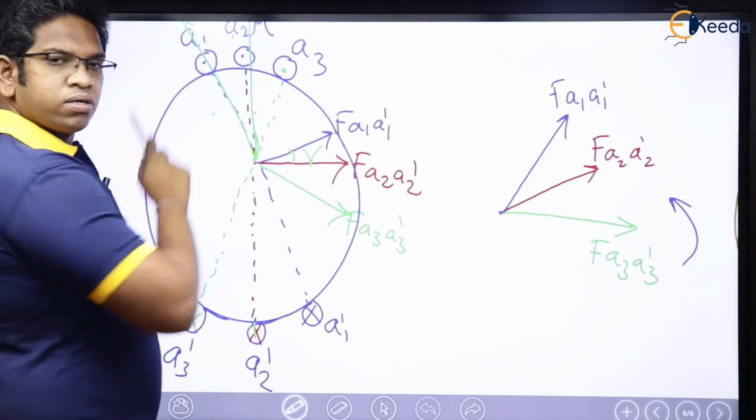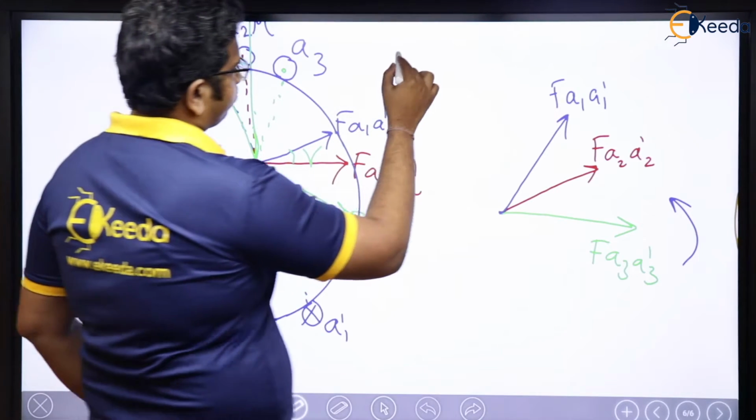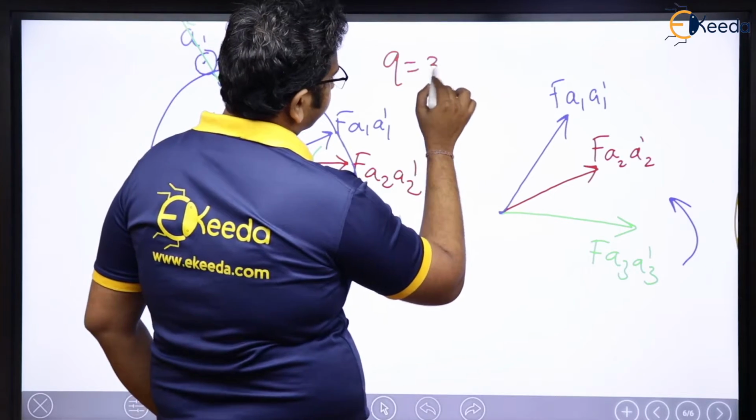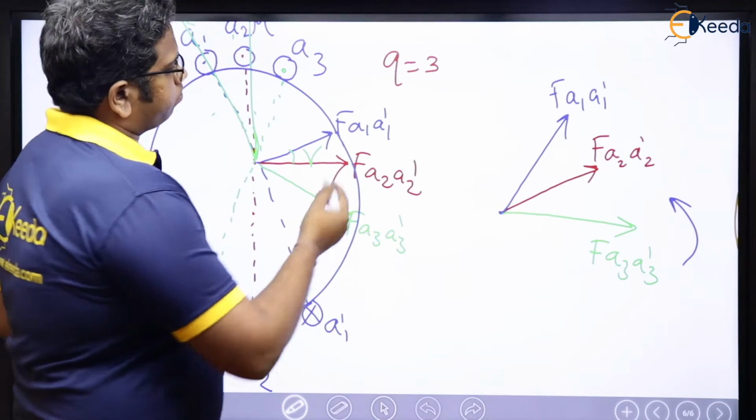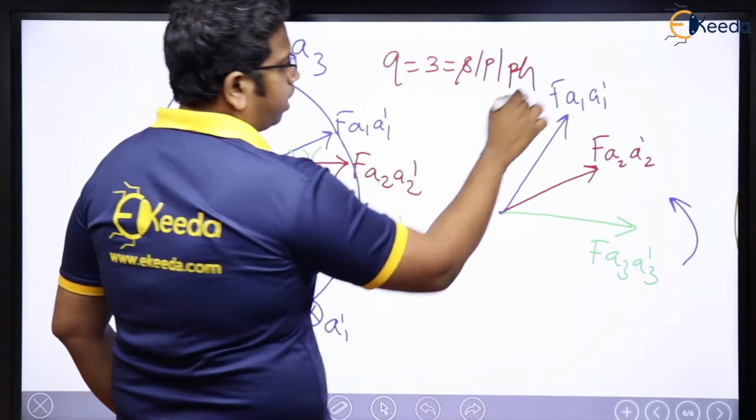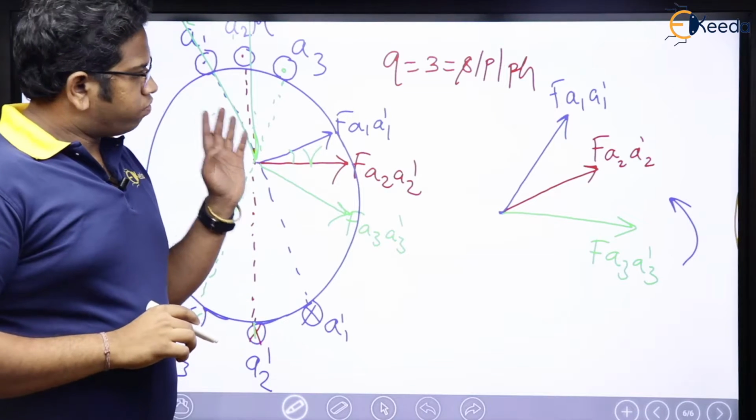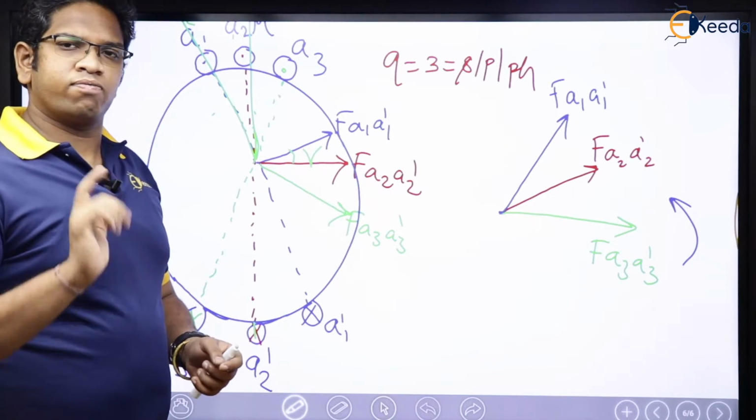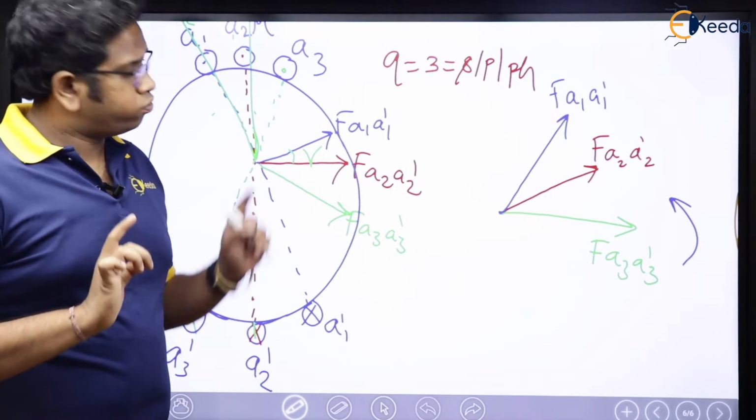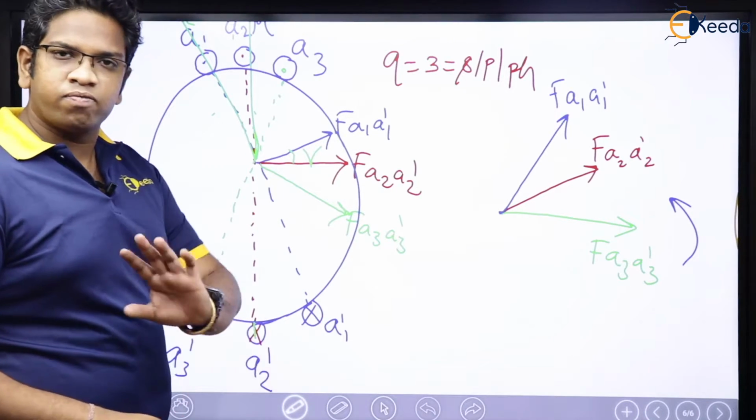Slots available for distribution, which means 3 is going to be Q. Slots available for distribution is nothing but slots per pole per phase. I am repeating these things because it is very, very important. Once you have understood this once and for all, that's it. You only have to do this once. After that, there is no need to revise this stuff again and again.